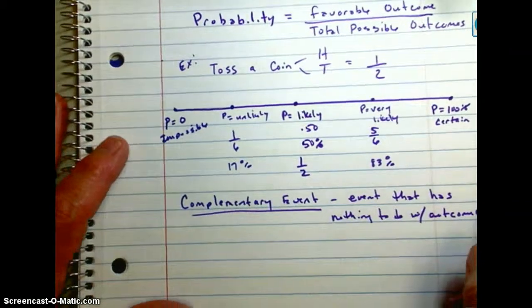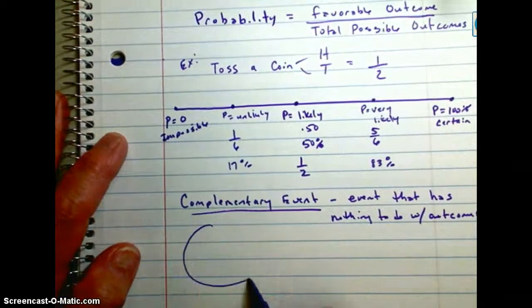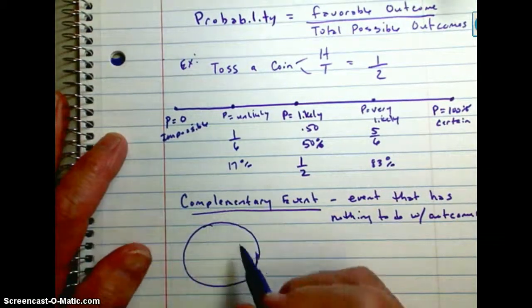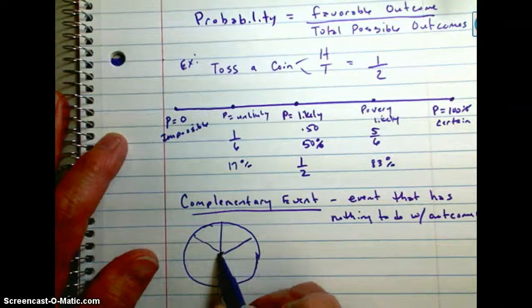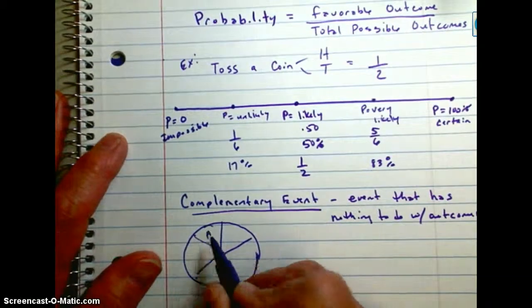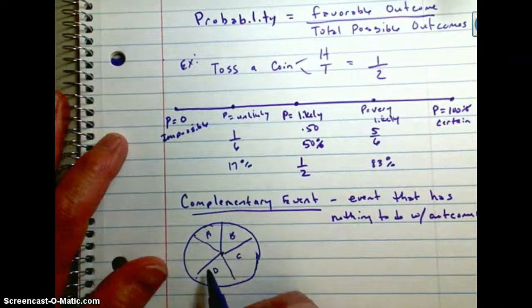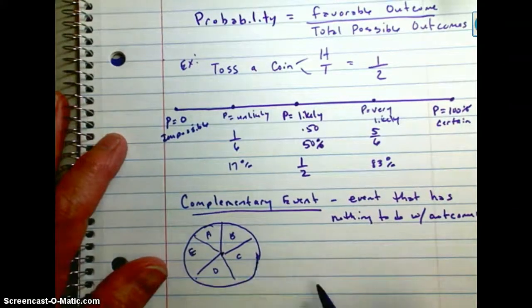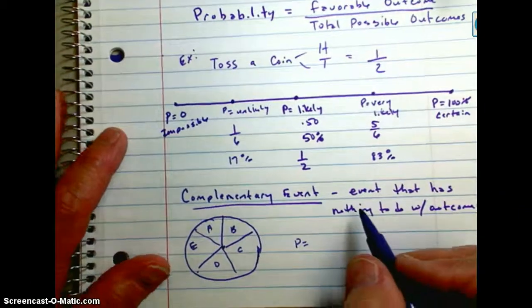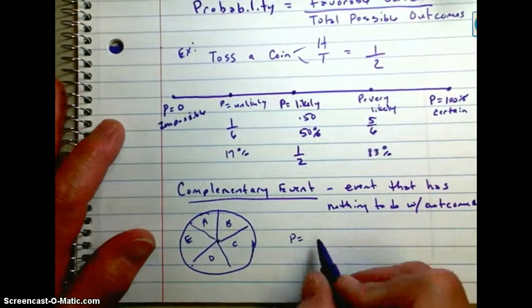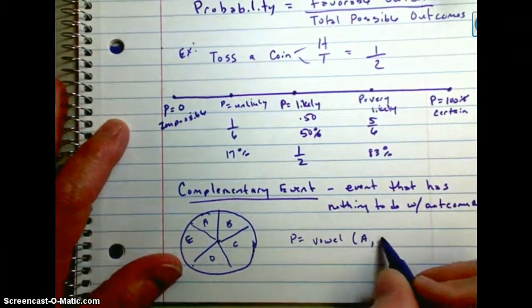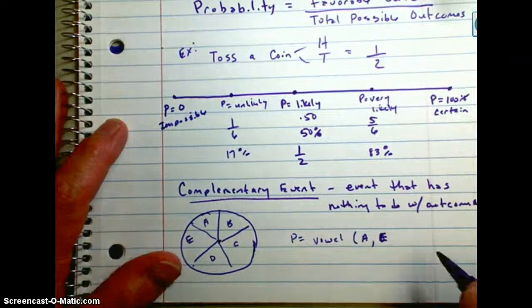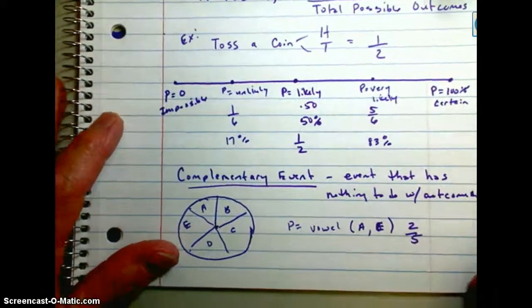So, for example, if I have a spinner and I am going to divide my spinner into, let's say, 5 equal parts, just for an example here. And we're going to label those parts of the spinner A, B, C, D, and E. And if I wanted to find out the probability of landing on a vowel, I could land on A, or, excuse me, I could land on A or E. So I have a 2 out of 5 chance of landing on a vowel.